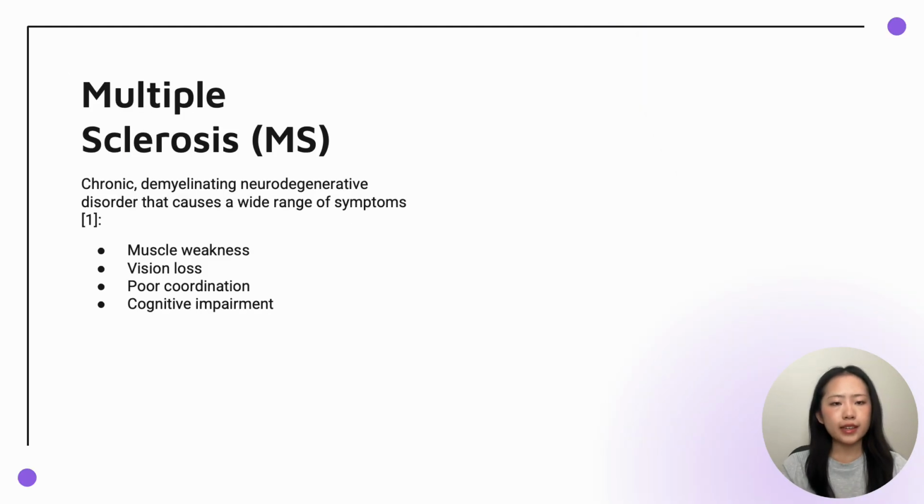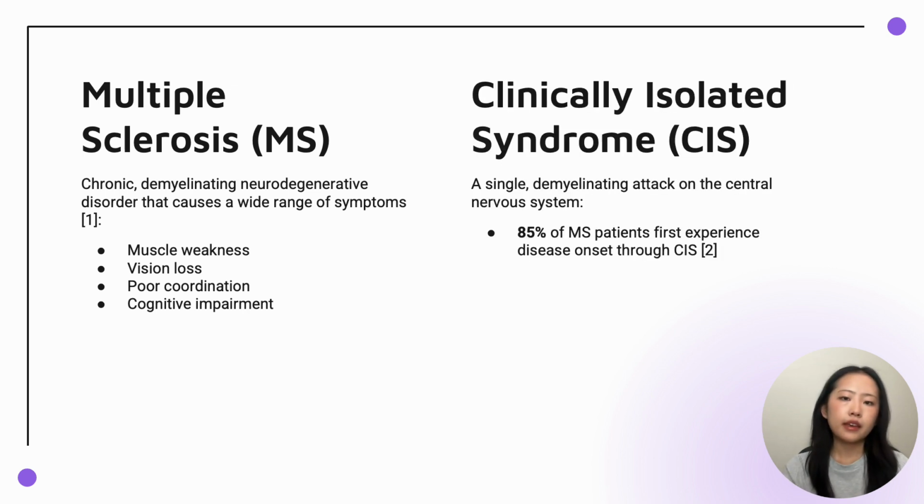So to begin, what is multiple sclerosis? MS is a chronic demyelinating neurodegenerative disorder, meaning that the immune system mistakenly attacks the protective coating called myelin that wraps around neurons in the central nervous system, which is comprised of the spinal cord and the brain. This causes a wide range of symptoms, including muscle weakness, vision loss, poor coordination, and cognitive impairment.